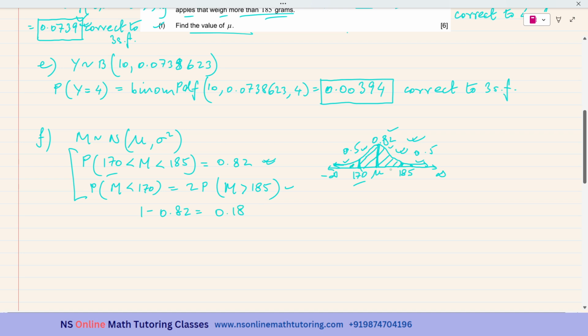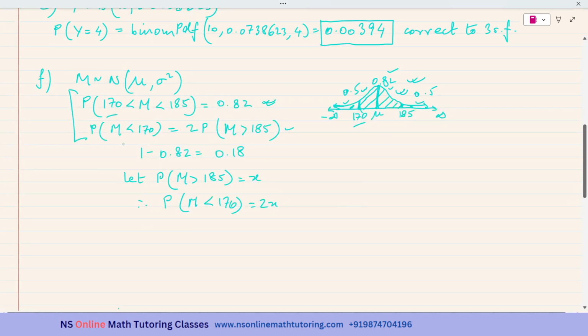Okay, so the sum total of these two probabilities is 0.18. And if I take the probability of m greater than 185 to be equal to x, therefore P of m less than 170 should be equal to 2x. Because P of m less than 170 is 2 times P of m greater than 185, and the sum total of these two portions is equal to 0.18.